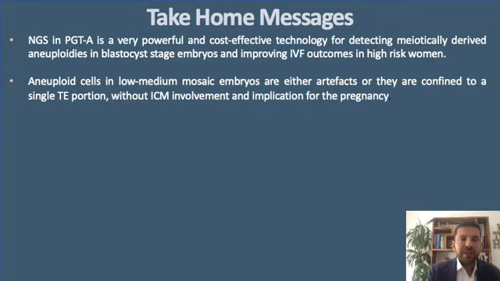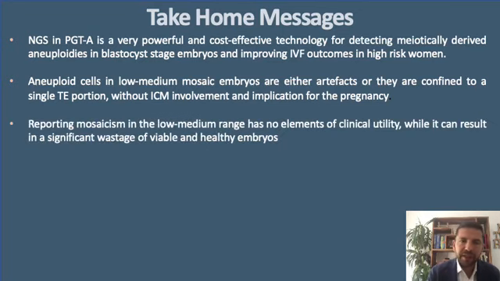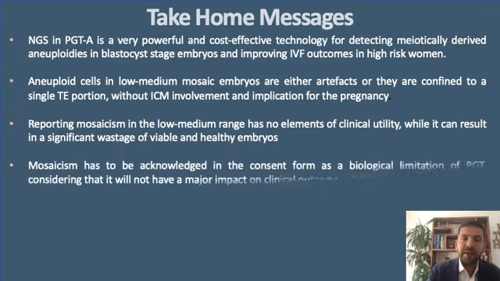For what concerns the mosaicism issue, I think there is enough evidence today supporting that low-medium mosaic embryos are either artifacts generated by the increased analytical sensitivity of NGS, or they are extremely confined to a single trophectoderm portion without ICM involvement and any major implication for the pregnancy. And accordingly, today reporting low-medium range mosaicism seems to have no elements of clinical utility, based also on the prospective non-selection study, while it can result in a significant wastage of potentially viable and otherwise healthy embryos.